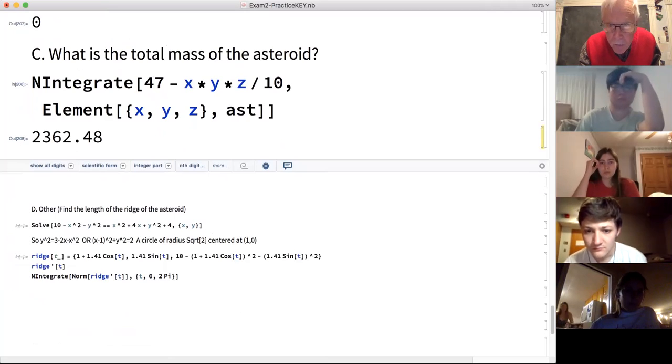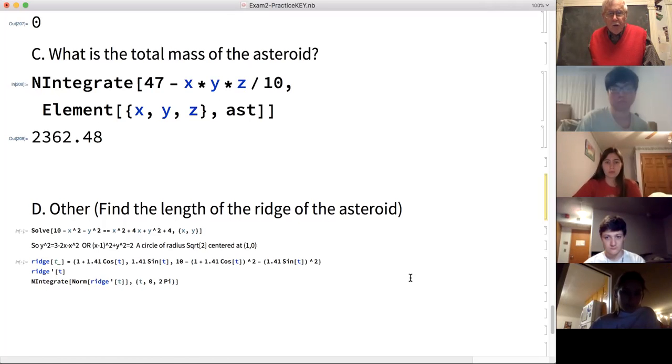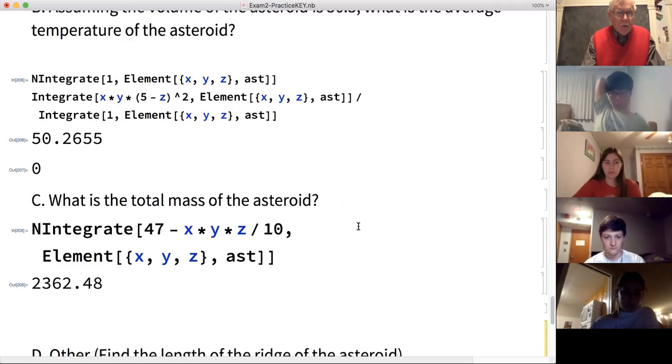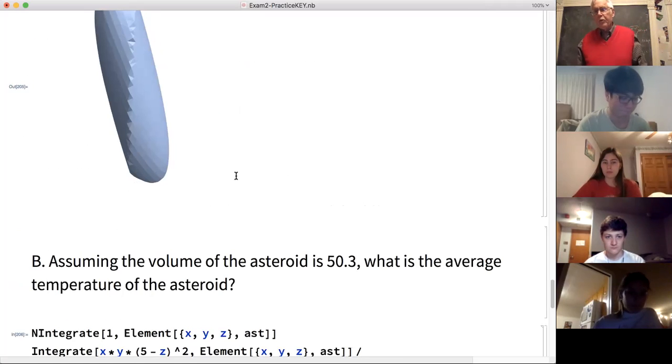I did another here. I don't know if you're interested, but the other is find the length of the ridge. If you're interested, you could look and see how I found that length of the ridge. I parameterized the ridge as a function of one variable. It's just a curve around that asteroid that we saw earlier. This little curve right there. And then I found its length by integrating the speed of the parameterization that I had. And the parameterization just came from the intersection of those two halves of it, the top half and the bottom half.